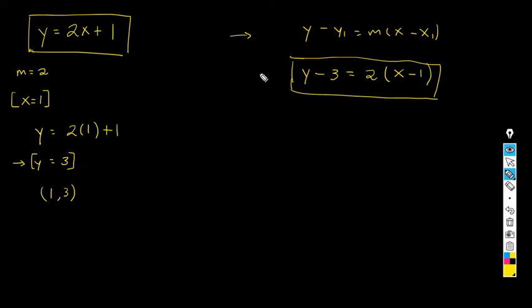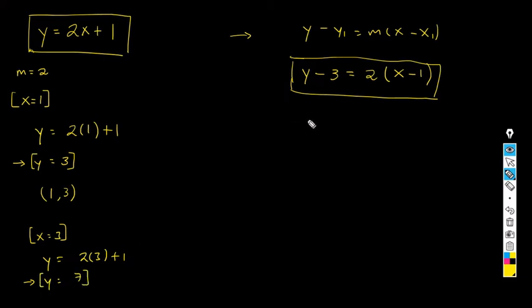You can have many equations that look different, but in the end are the same. Let me do it very quickly. What if we would have chosen x equals 3, let's say. So I substitute y equals 2 times 3 plus 1, and then y is going to be 7, right?